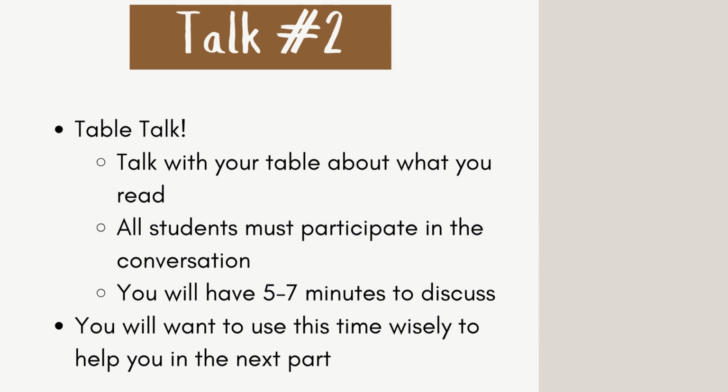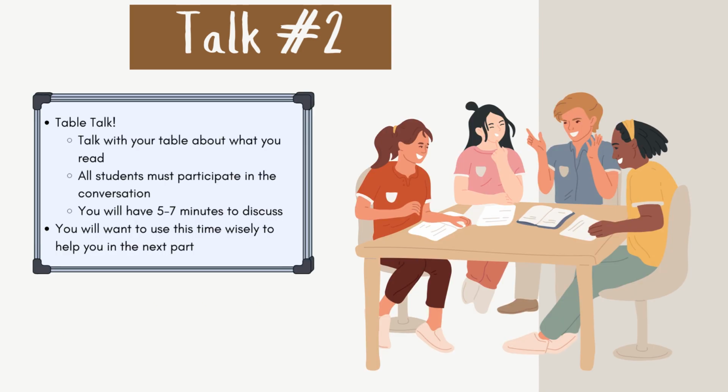Then we move to talk number 2. Again, we're going back to table talk with this example. We're going to talk with your table about what you learned. It's important to remind them that all students must participate in this, so they know that they need to hold each other accountable and all participate in the conversation. And they will have 5 to 7 minutes to discuss, 5 to 10. Then you will want to remind them that they should use this time wisely and really think about what they're saying and how they can build upon each other's knowledge, because it will really help them as they move into the next writing part. Here we see they're just talking again. The instructions are up on the board.